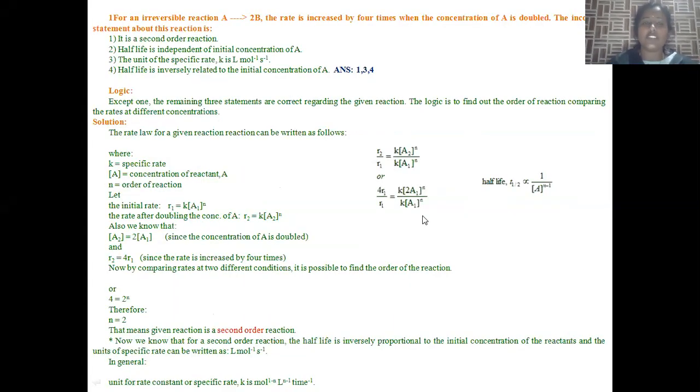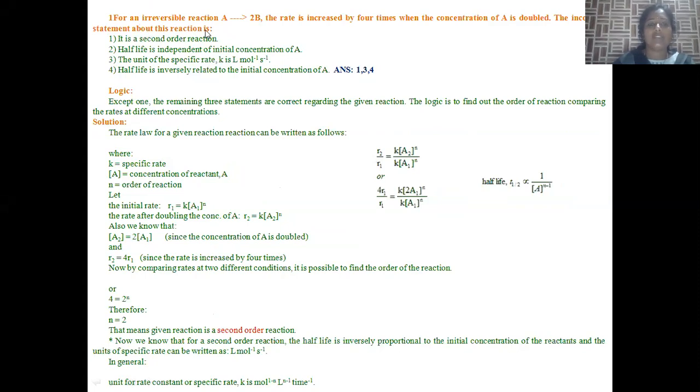Hello friends, in this session we are going to discuss important chemistry questions which are very essential for entrance examinations. These are very important, previously asked questions in entrance examinations. We are entering into the first question.